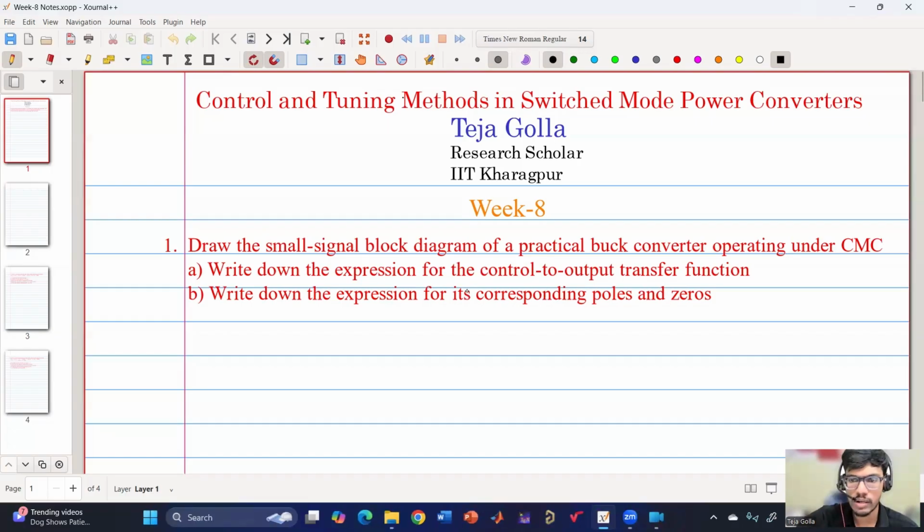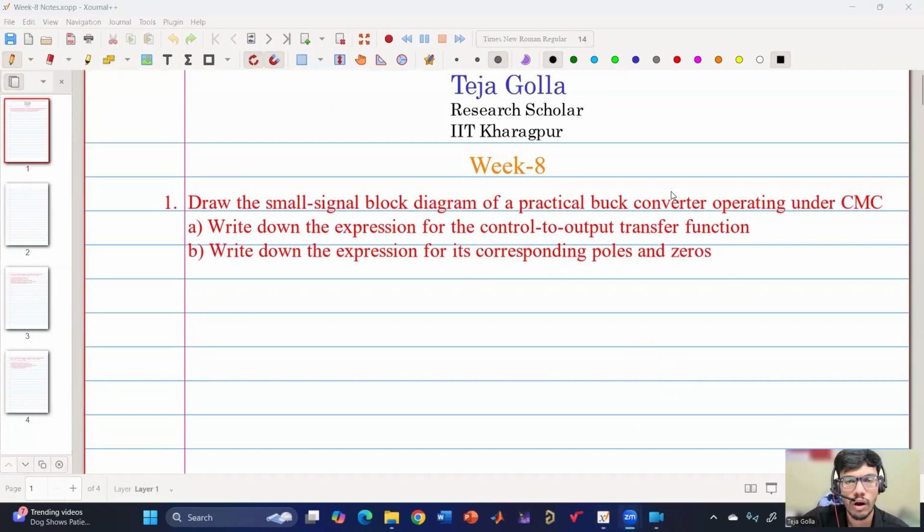So, can anyone tell me, what will be the difference between the voltage mode control and current mode control small signal block diagram? Or will it be the same, or anything will be different, or any idea? Any guesses?